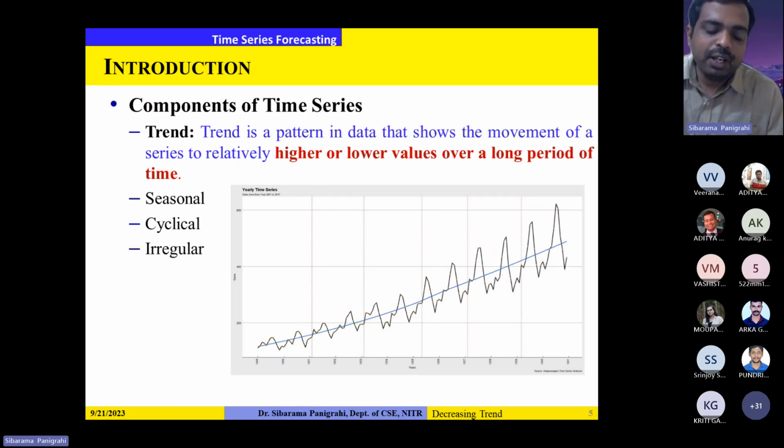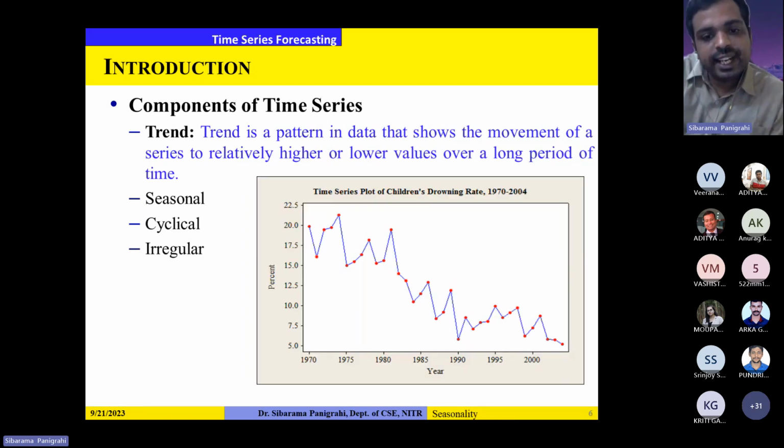Trend is a pattern in data that shows the movement of a series to relatively higher or lower values over a long period of time. For example, suppose we want to measure the number of passengers traveling in an airline from 1950 to, let's say, 1970. Usually you see that the number of passengers will be increasing every year. Or take an electricity load time series. Electricity load will definitely increase next year and in the coming years. So here we have an increasing trend. If the time series increases over a longer period of time, that is called a trend. If it increases, it is an increasing trend. If it decreases, then it is a decreasing trend.